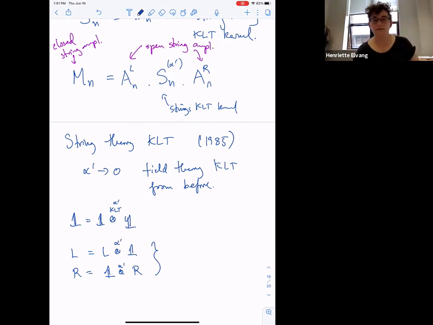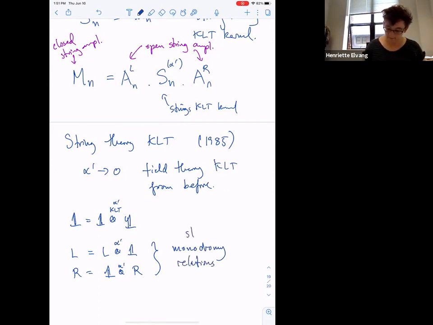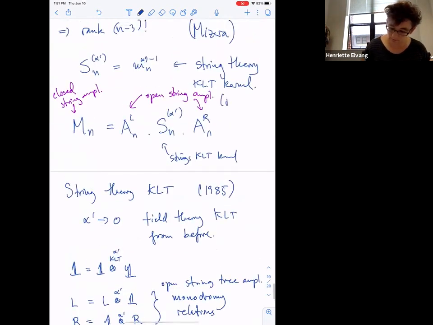And these are a set of relations that are obeyed by the open strings, open string tree amplitudes, that are known as monodromy relations. So, open string tree amplitude monodromy relations. I should emphasize here, these are all at tree level.